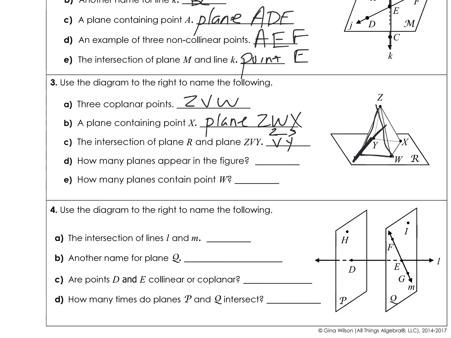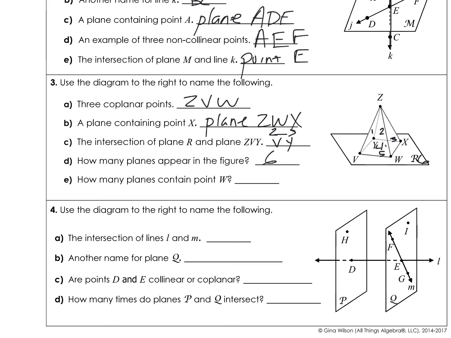How many planes appear in the figure? Well, let's count. We have 1, 2, 3, 4. Then the base is 5. And then technically, I think plane R is 6. So I think we have 6 planes.